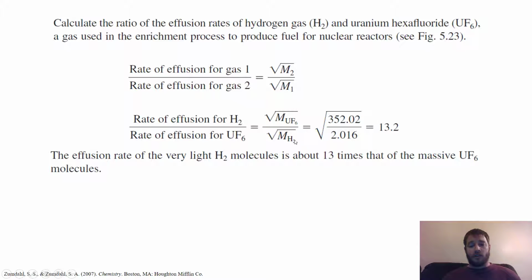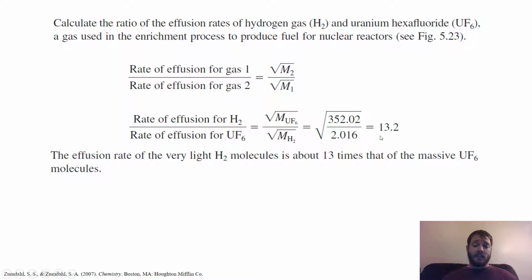The molar mass of hydrogen, which I mistakenly said on the previous slide was 1, but it's actually diatomic, so it's going to be 2.016. And I take the ratio of those, so 352.02 divided by 2.016, take the square root, I'm going to get 13.2. And so what this 13.2 value tells me is that hydrogen, a much smaller molecule than uranium hexafluoride, is going to be able to effuse through a small opening 13.2 times faster than our uranium hexafluoride.